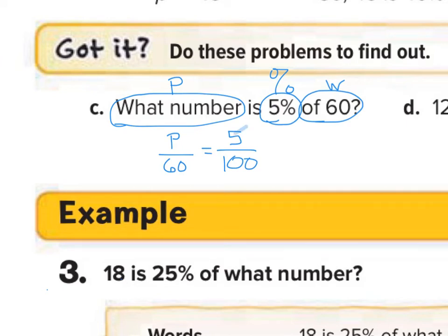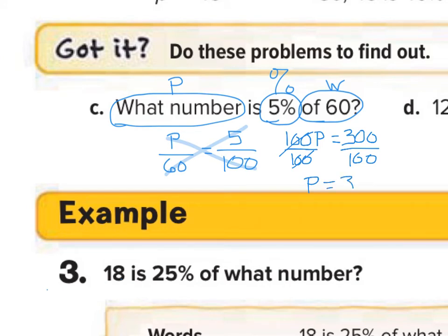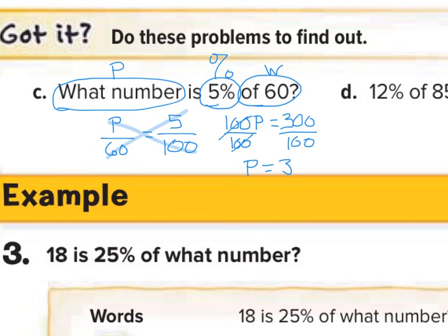So let's go ahead with that. We're going to take P times 100, and I don't have so much room to write here, neither did you. So I'm going to put 100P, and 5 times 60 is 300. And then we're going to divide by the number in front of P, which is called the coefficient. We're going to divide by 100. And they will cancel out on the left side there. We'll have P equals 300 divided by 100, which is 3. So the answer to their question is 3. What number is 5% of 60? 3 is 5% of 60.